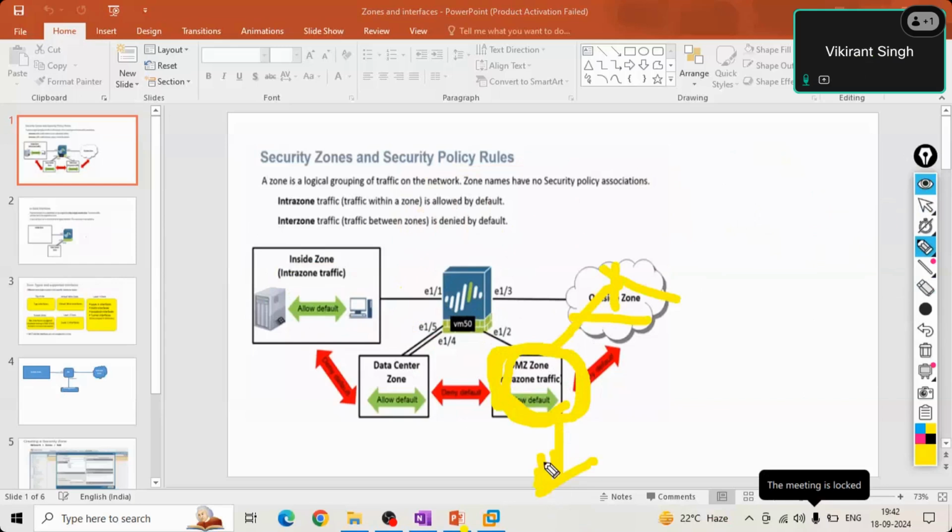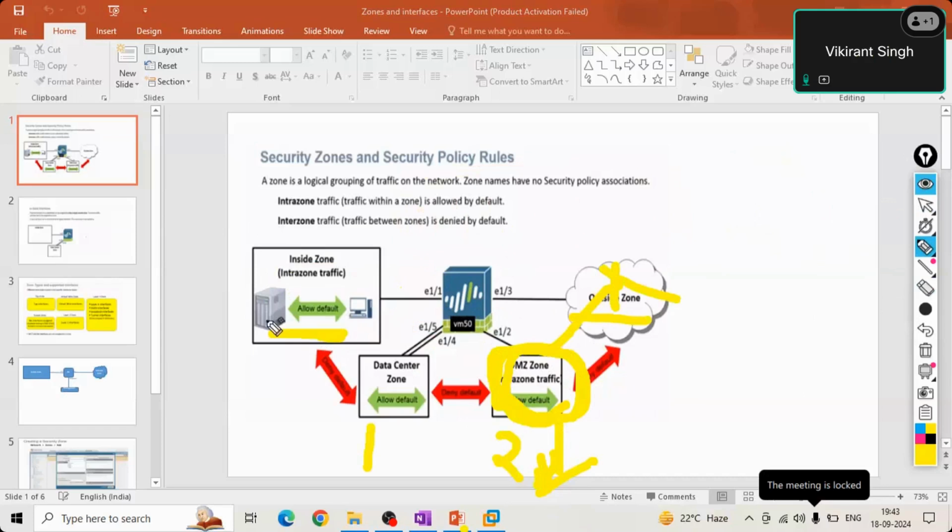And between the data center zone and the DMZ zone in that picture, is it also allowed, or not allowed because they are two different zones? The data center zone and the DMZ zone are two different zones, so this is not allowed. We need to have security policies.